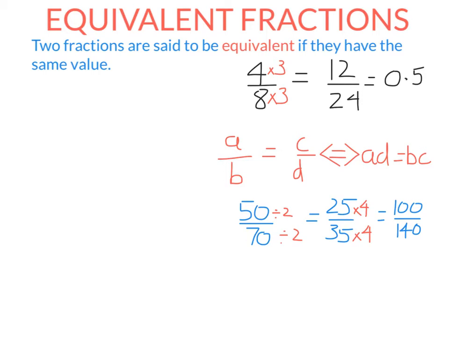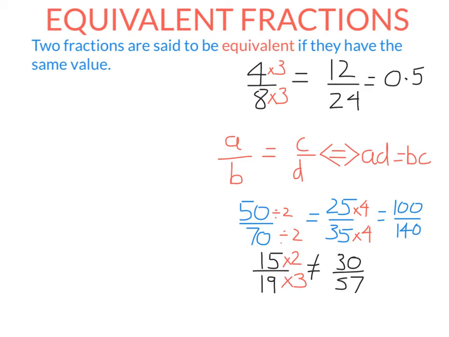If I don't do the same thing to the top and the bottom, the fractions will not be equivalent. For example, let's say I have the fraction 15 over 19. Let's say I times the top number by 2, but times the bottom number by 3. Well, 15 times 2 is 30, 19 times 3 is 57. So these two fractions are not equivalent. They do not have the same value. 15 over 19 is about 0.79. This fraction here is about 0.53. So these two fractions are not equivalent because I times the top by 2, but I didn't do the same to the bottom.